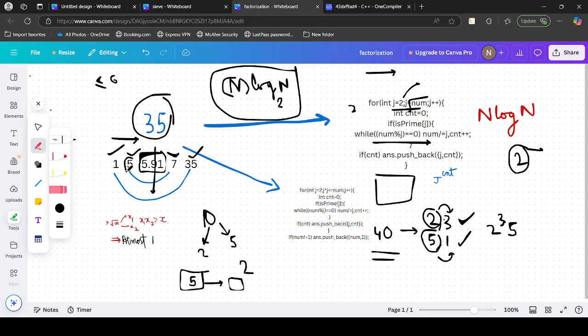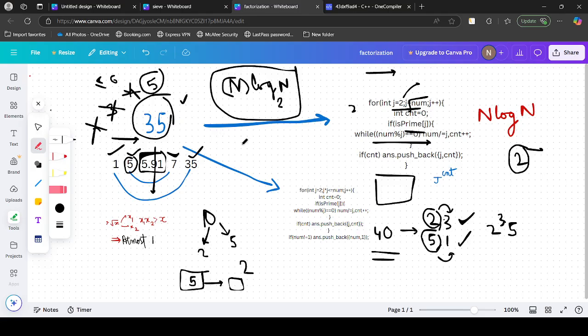So initially coming to the primes, 2 is not divisible, so it is not a waste. Coming to 3, it is also not divisible, so ignore it. 4 is not a prime, we can ignore it as well. Now coming to 5, it is the first prime that is a divisor of 35.